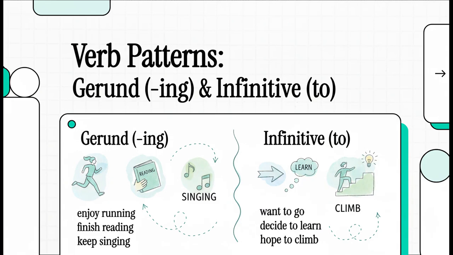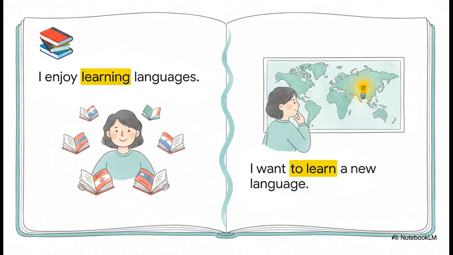So, have you ever noticed how sometimes we say, I enjoy playing football, but other times we say, I want to play football? Why is that? Well, in this quick explainer, we're going to figure out exactly when to use ing and when to use to after a verb. Okay, let's take a look at this.